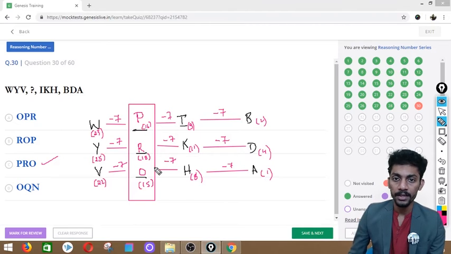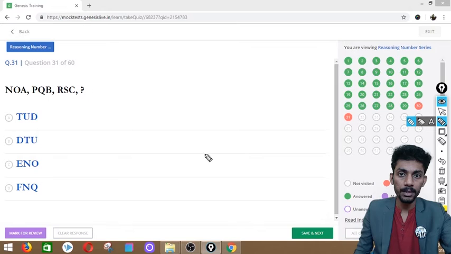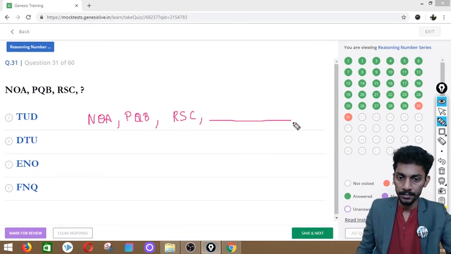I hope you have understood. We'll solve the next one. Next question, question number 31. The question says N, O, A, P, Q, B, R, S, C, dash. If you see the last letters, it is A, B, C, and here the last letter should be D.